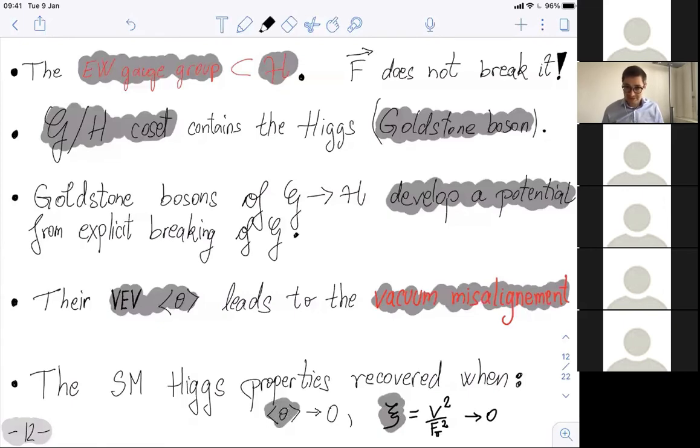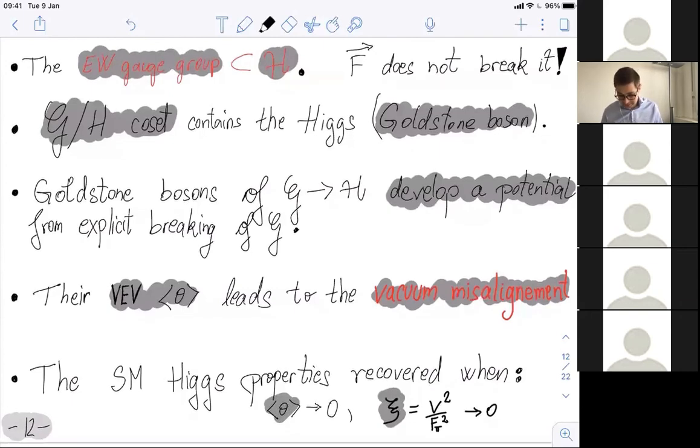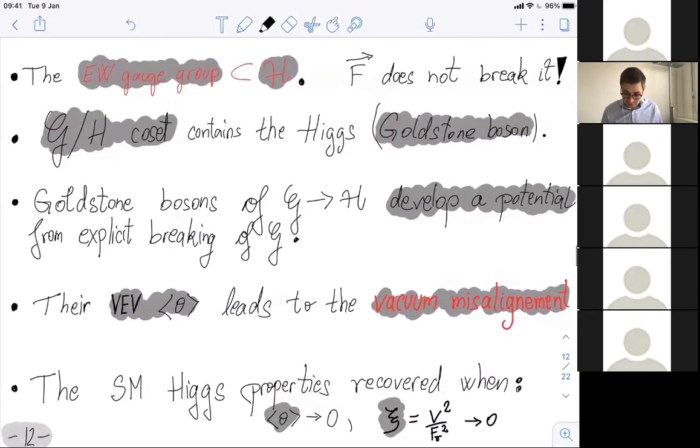In the experiments so far, we have observed the Higgs and also measured its couplings that, to some level of precision, agree with the Standard Model expectation. So composite Higgs should better have a way to go to the Standard Model limit in terms of the Higgs properties. And this vacuum misalignment mechanism is that method.